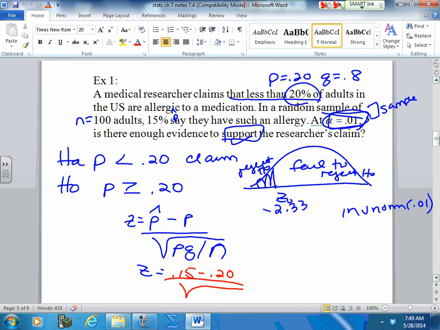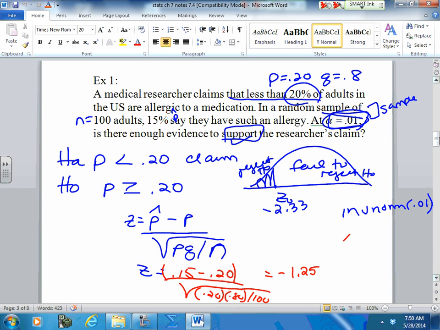And remember your numbers here are all decimals. So you're doing your 0.20 times 0.80 divided by 100. Put the whole thing in your calculator, just watch parentheses in the numerator. But that's probably the only place you need your parentheses. And it comes out to be negative 1.25.